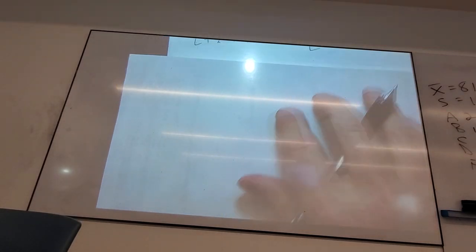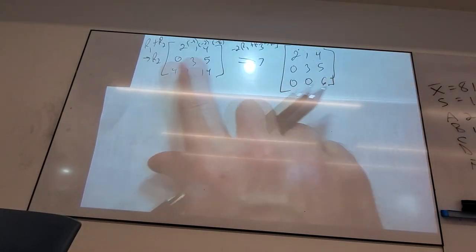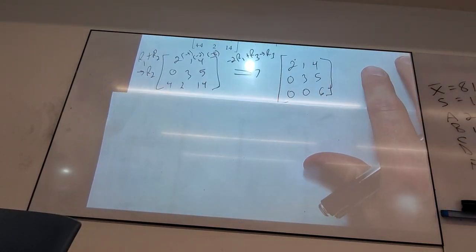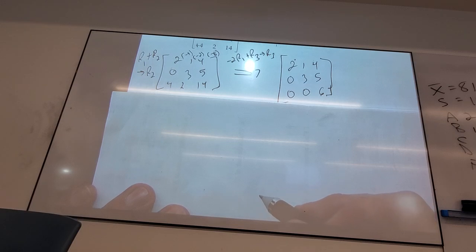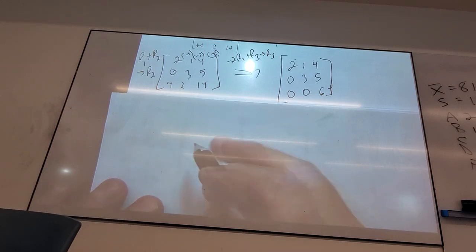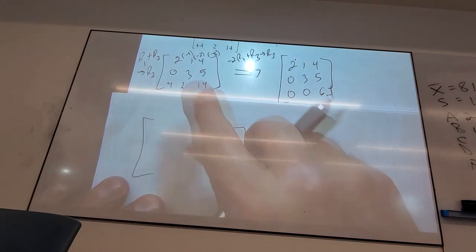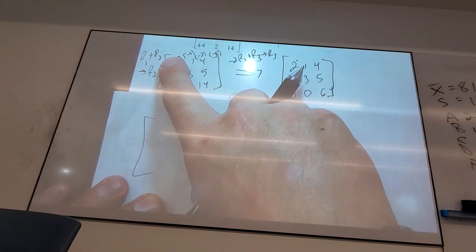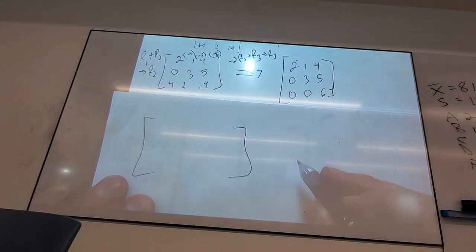I want to capture the two things we just did in a matrix form. Okay. So, for example, what matrix would represent taking row 1, adding it to row 2, and putting the answer in row 2?